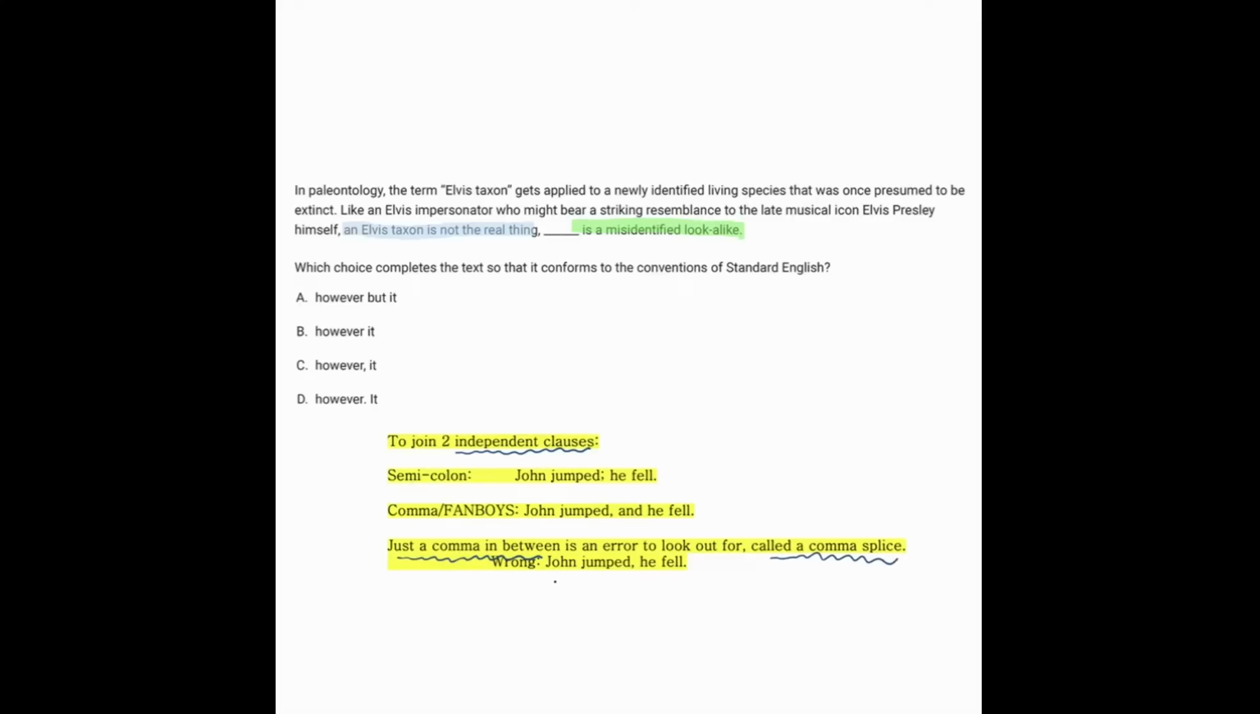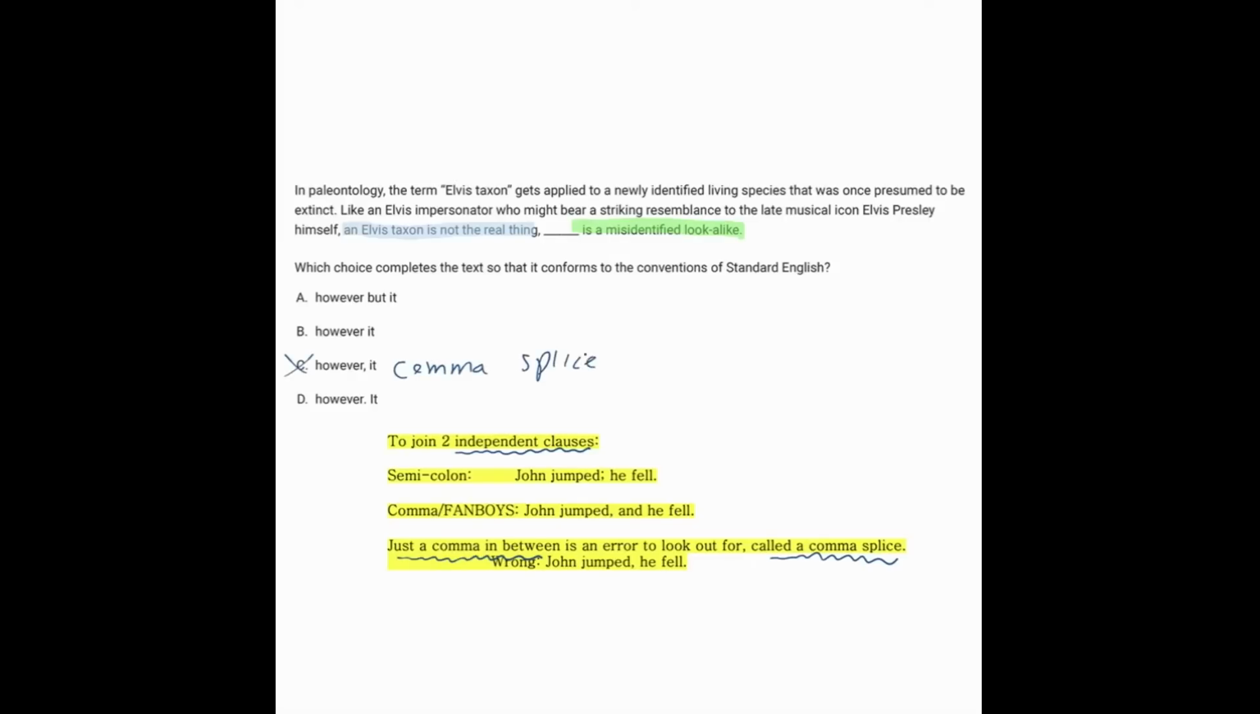A lot of people call it a run-on, and we used to call it a run-on as well. But a run-on is when you have the two independent clauses with nothing in between. When you have just the comma between, an Elvis taxon is not the real thing, comma, it is a misidentified lookalike. That's something that people do a lot in everyday life, but it's just not okay in an official situation like an SAT or a research paper or a test. So that right there is our comma splice.